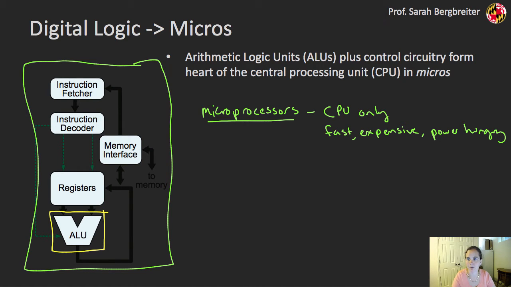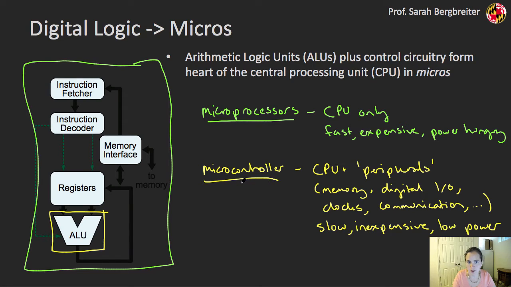Microcontrollers are another kind of micro. In this case, you get a CPU plus what we call peripherals, and that could be memory, digital I/O (I/O is input-output), clocks, communication, even analog I/O. And it sounds like you're getting more, but typically these are a lot slower. And as a result, they're inexpensive. They're also lower power in general. And obviously you have a range in between these two things as well.